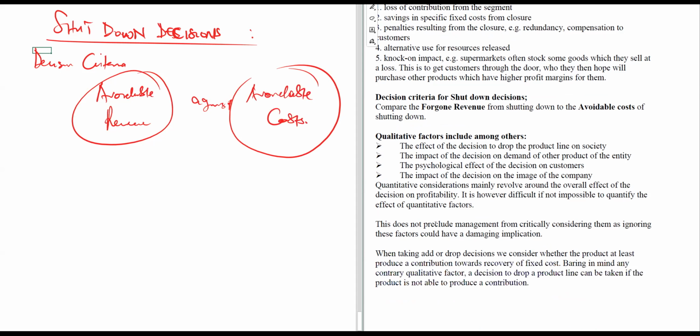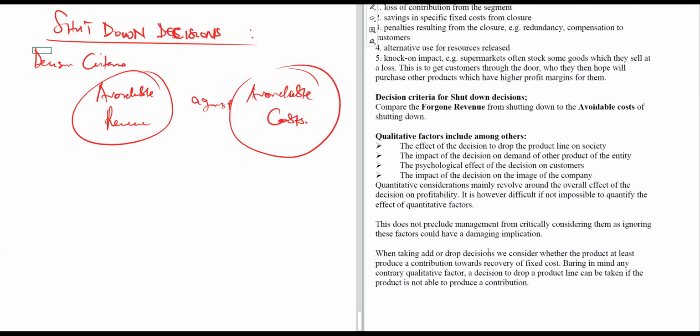So what other qualitative factors should be considered? The effect of the decision to drop the product on society, the impact of the decision on demand of the other products, the psychological effects of the decision on your customers, the impact of the decision on the image of the company. Are you getting it? Qualitative considerations mainly revolve around the overall effect of the decision on profitability. It is, however, difficult, if not impossible, to quantify the effect of the qualitative factors. This does not preclude management from critically considering them, as ignoring these factors would have damaging implications.